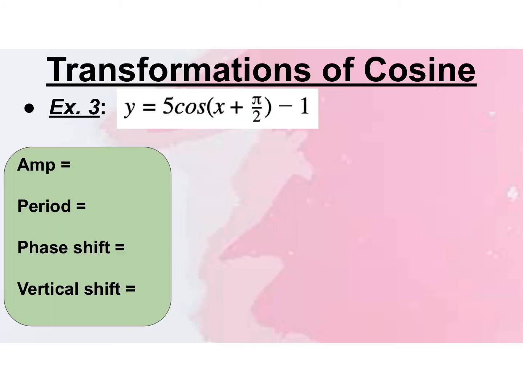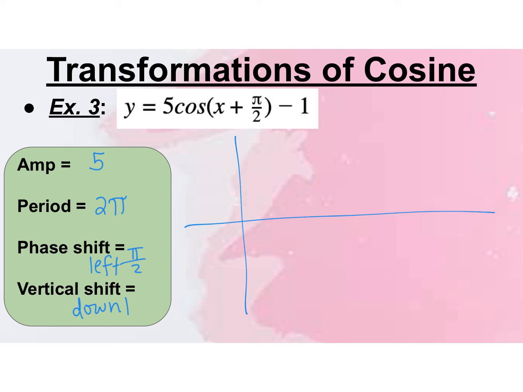So we're going to do a transformation here. My amplitude is 5. My period, B, is 1, so my period is 2 pi. My phase shift, this time we're going to go left pi over 2. And we're going to move this down 1, which is going to shift my midline. So I'm going to go down 1. Make that my midline, that's negative 1.